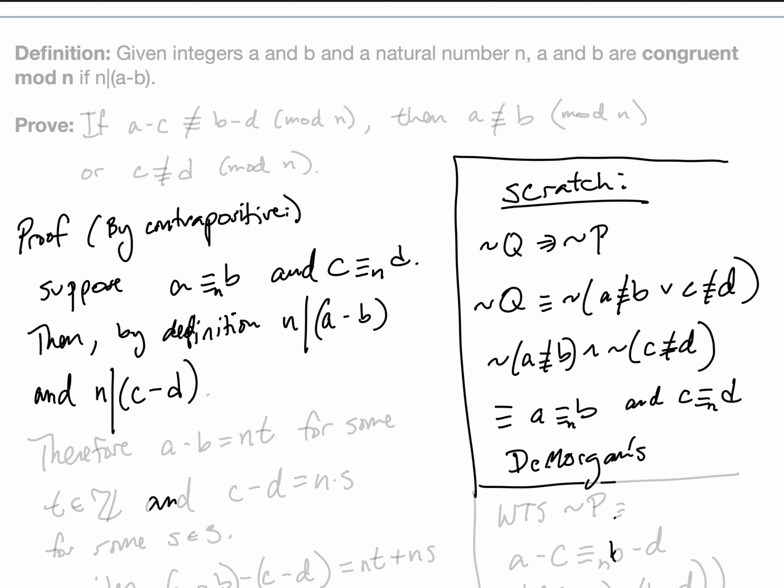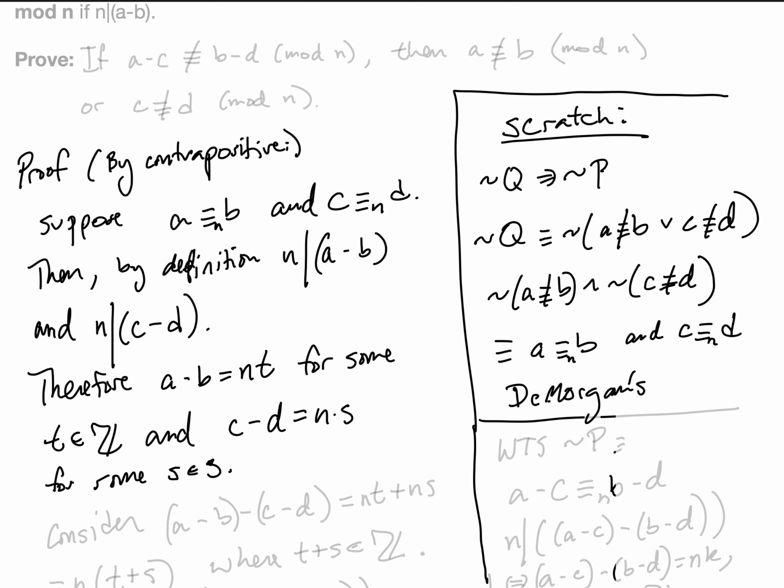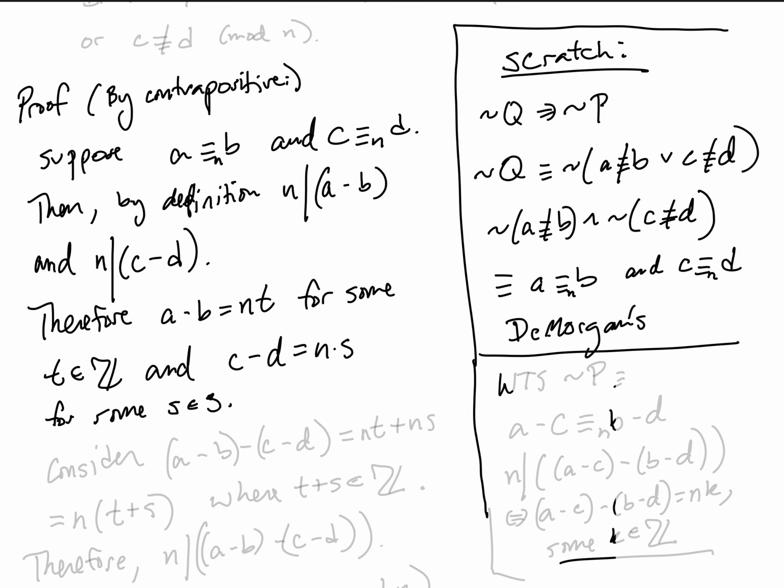So let's further unravel that. That means that, therefore, again breaking apart a definition, n divides A minus B means that A minus B is equal to nt for some integer t, and C minus D is also equal to n times some other integer s. Okay, so now we've broken apart the hypothesis. We've broken apart not Q. And let's try to think about what we want to show.